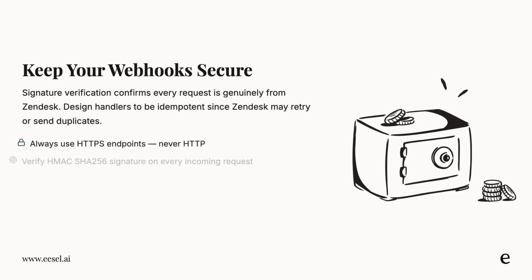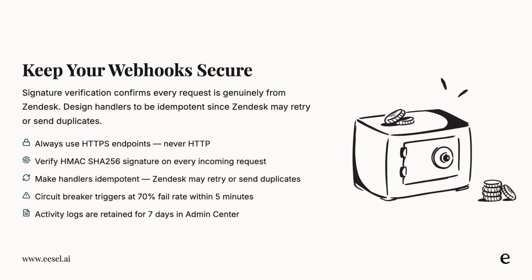Security is non-negotiable here. Verify every incoming request by computing an HMAC SHA-256 hash of the timestamp plus body using your signing secret. If it doesn't match the Zendesk signature header, reject it. Design handlers to be idempotent since Zendesk retries on failure, and know that the circuit breaker kicks in automatically if 70% of requests fail within 5 minutes.